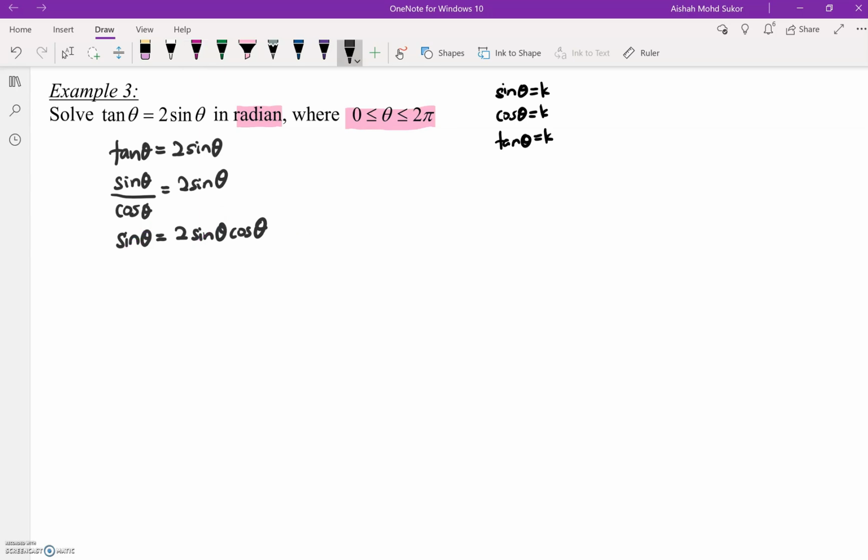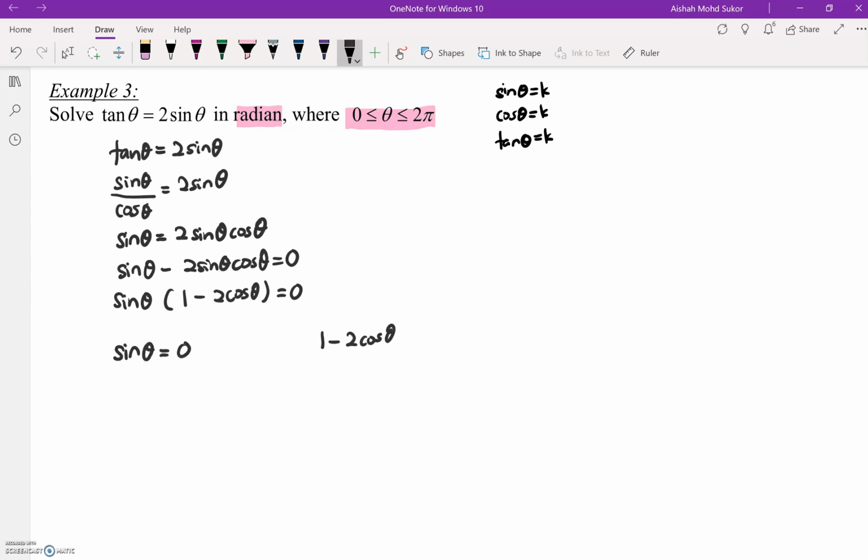So the next step is, you can factorize sin theta, and you will have sin theta is equals to 0 and 1 minus 2 cos theta is equals to 0. Now sin theta is equals to a constant. For this one, you have to let cos theta to be the subject. So cos theta is equals to 1/2. So cos theta is equals to a constant.